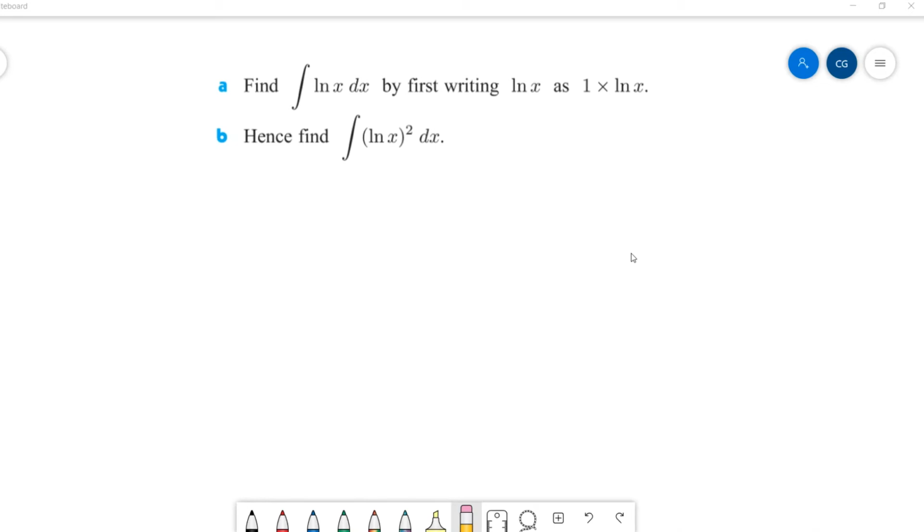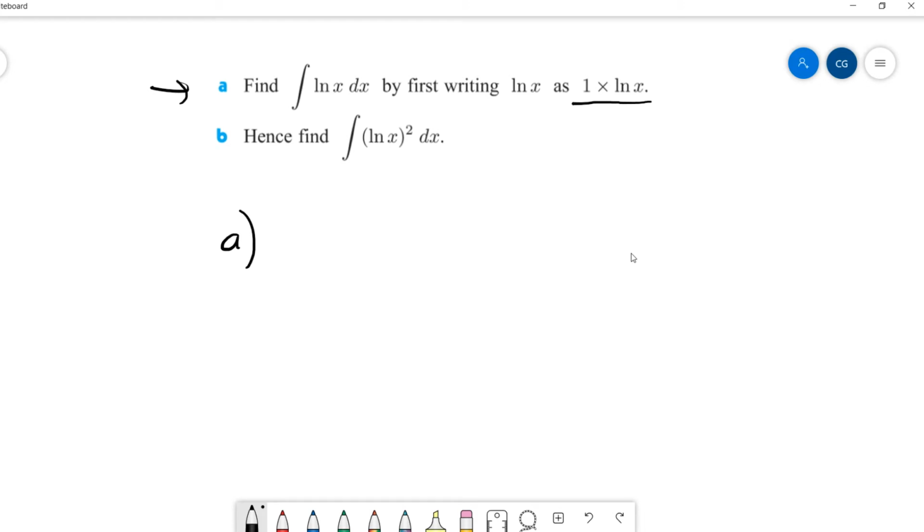We are still busy with integration by parts, but we're going to look at a couple of examples that are slightly different. So in the given example here for part A, find the integral of the natural log of x dx. Now, if you haven't come across something like this yet, you would not necessarily know what to do. Luckily for us in this case, they have guided us to say we should write natural log of x as 1 times ln of x.